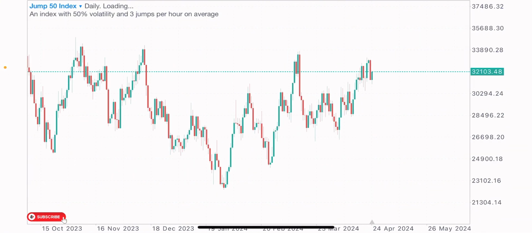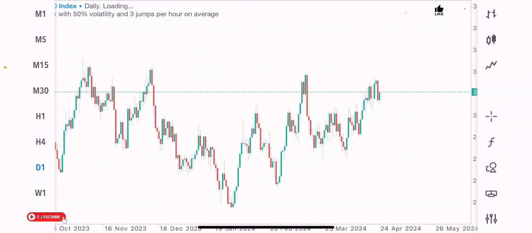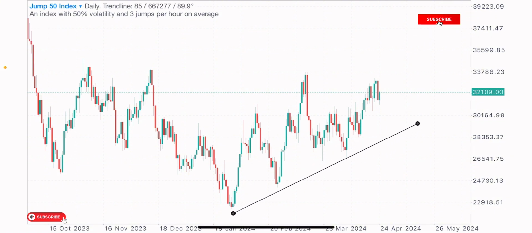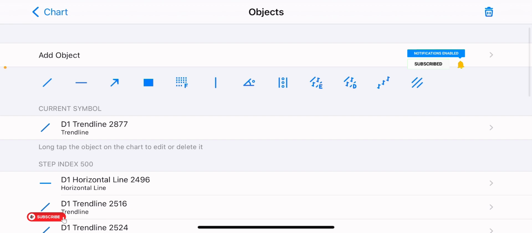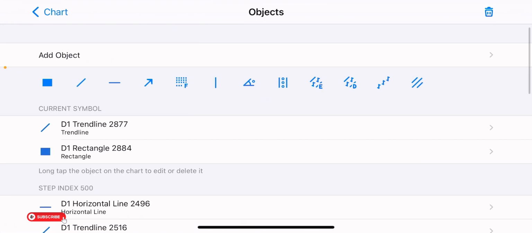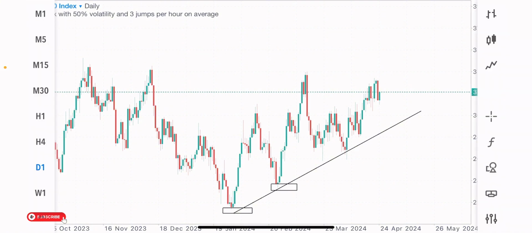So on this index, we can see that we have this current market direction on the daily time frame. We have this current market trend. This index is in an uptrend, right? So price creates a couple of highs and lows, and these highs and lows are higher than each other, giving the market an upward direction. We are getting these higher lows and higher highs formation.